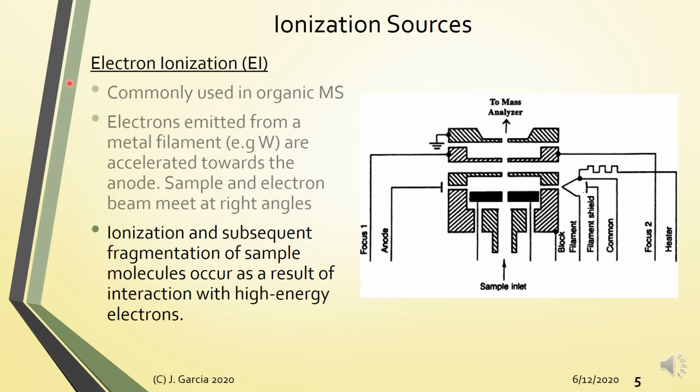Now, because the electron emitted by the electron gun, or yung isang tawag dito sa filament na ito, is highly accelerated, highly energetic, this method is usually called hard ionization. Okay, and this usually generates a mass spectra that has many fragments, and that reflects the strength of ionization induced by electron ionization method.